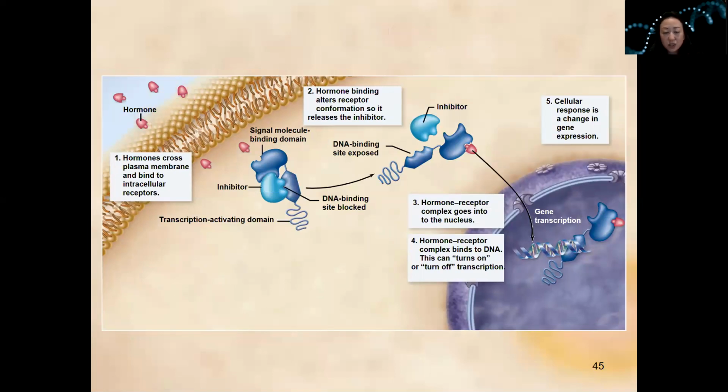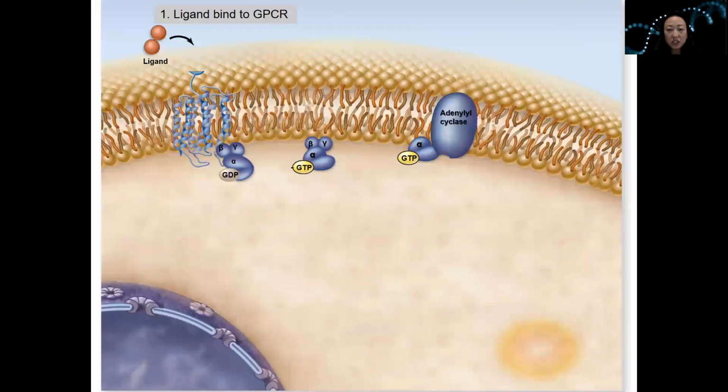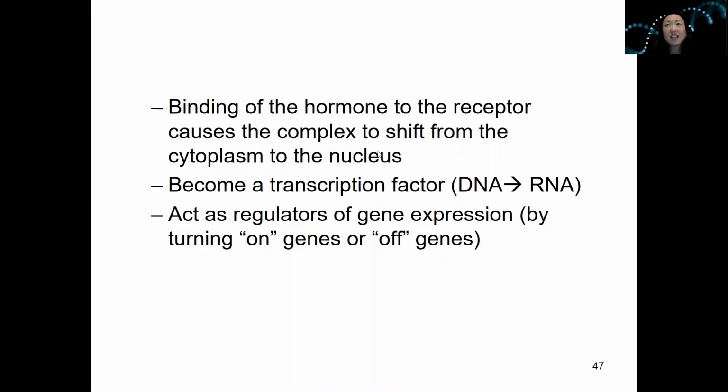Okay, so all the answers are in the next slide, and it's unpacked here. Binding of the hormone to the receptor causes the complex to shift from the cytoplasm to the nucleus. And now it's a transcription factor. It can make RNA. RNA can then be translated into protein. And now the cell can really change significantly. This type of hydrophobic ligand, or hormones, can act as regulators of gene expression to turn genes on or turn genes off. Okay, that is it. That concludes chapter 9.